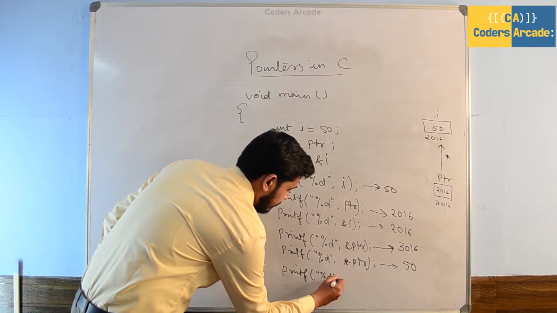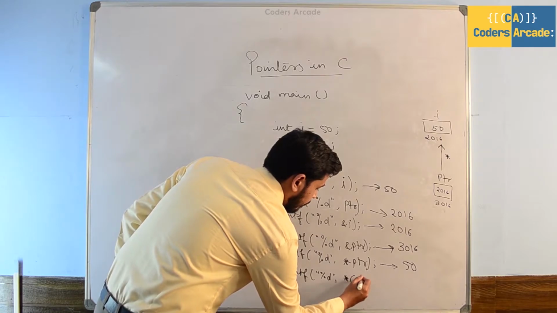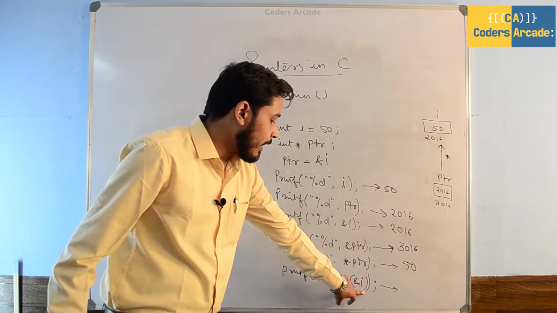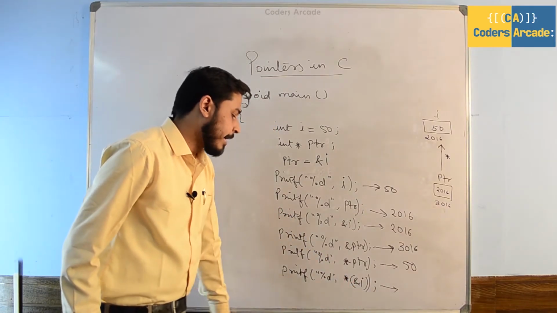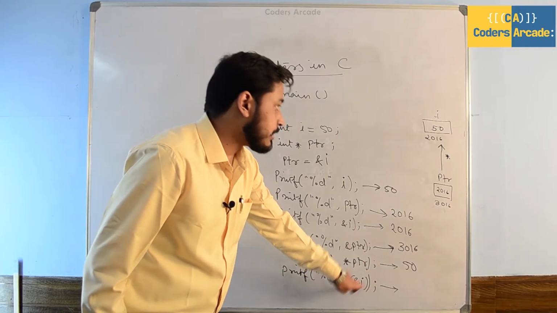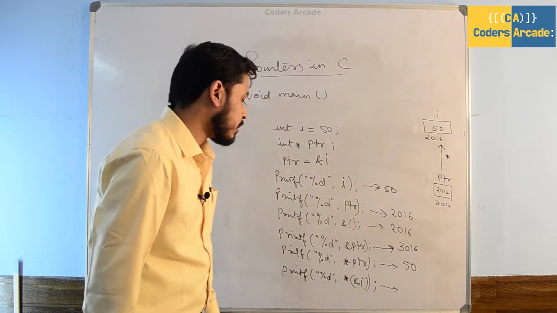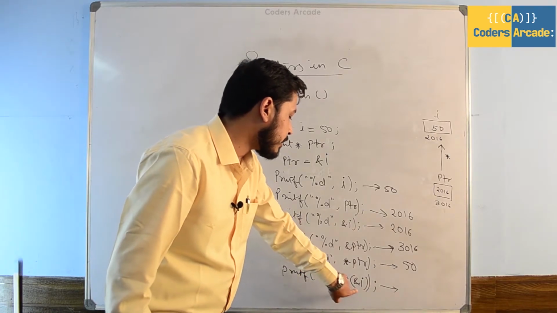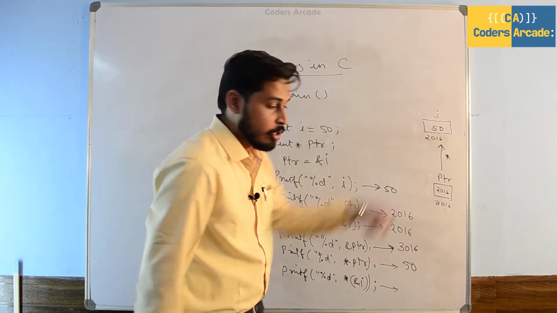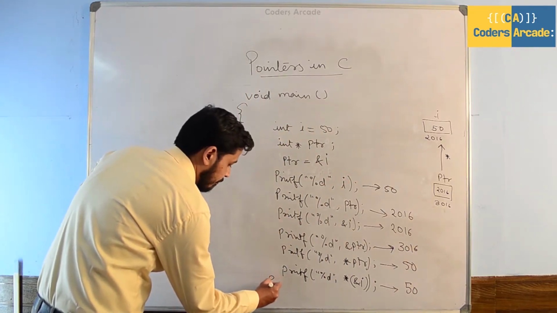Again, now I'm going to print %d and pointer of ampersand of I, or the pointer of the address of I. So I've written pointer and I. What will be the value of pointer and I? First let's see the inside part. And I means the address of this I, that is 2016. And what is the pointer of this 2016? Pointer means the value which is stored inside this 2016, which is 50 again. So this is going to print 50 again, and our program is completed.